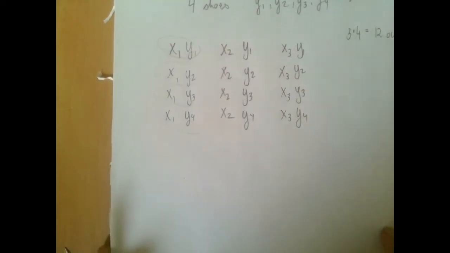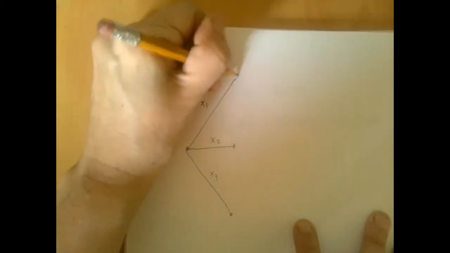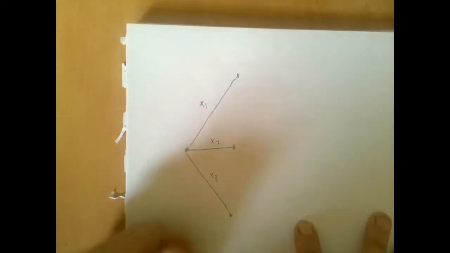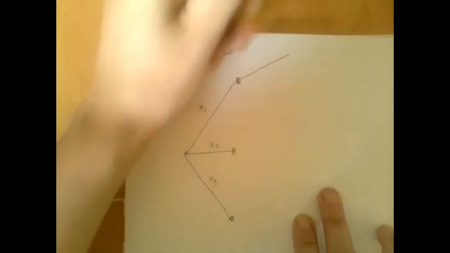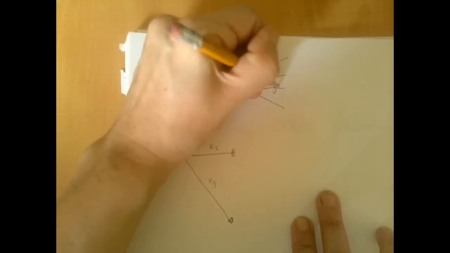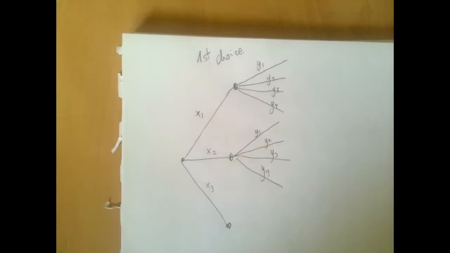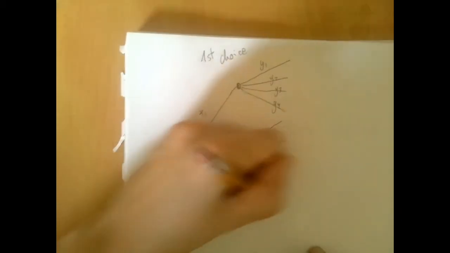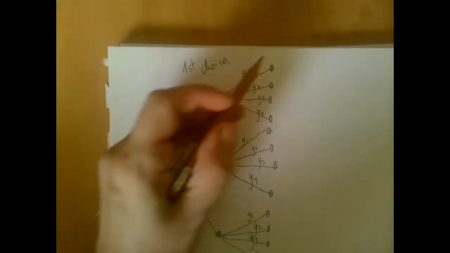So I want to show you the tree. First, we choose 1 shirt out of the 3. We can choose X1, or X2, or X3. So this here is the first choice. And then no matter what we did with the shirts, we have 4 choices for shoes. We have Y1, Y2, Y3, Y4, and then the same again, Y1, Y2, Y3, Y4, and again the same one. And this here is the second choice. And the 12 outcomes are here.